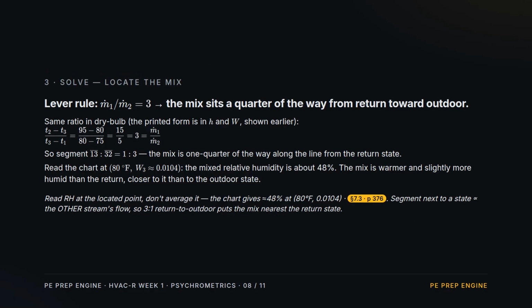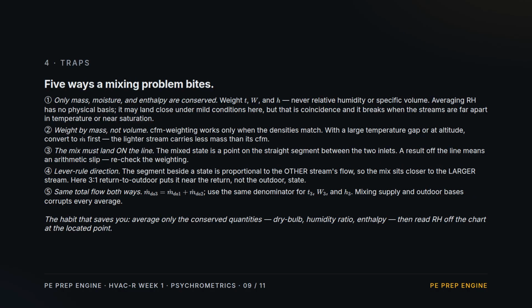Solve. Part 2. Locate the mix. The lever rule. Outdoor minus mix over mix minus return is 15 over 5, which is 3, the mass flow ratio. So the mix sits 1/4 of the way along the line from the return state, closest to the bigger stream. Read the chart at 80 degrees and 0.0104. Relative humidity about 48%.